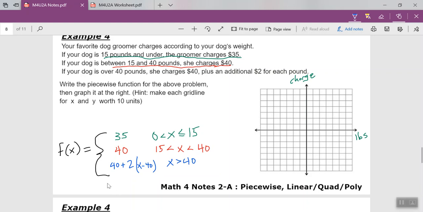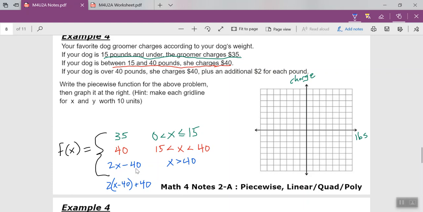Now, I'm going to rewrite that down here, because to be honest with you, as a piecewise, we probably ought to simplify that and clean it up a bit and write it in a simplified form. So 2 times x is going to give me 2x. 2 times negative 40 is negative 80. And negative 80 plus 40 is still minus 40. So my 50-pound dog would be 2 times 50 is 100. Minus 40 is 60. Now, that makes sense.